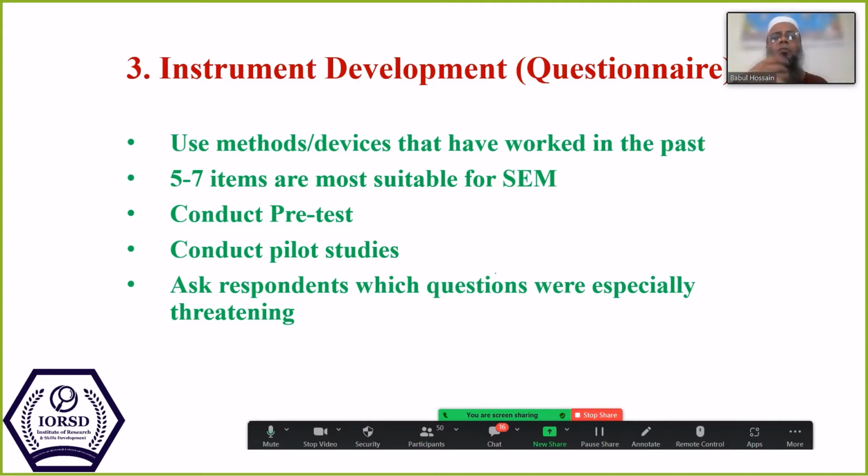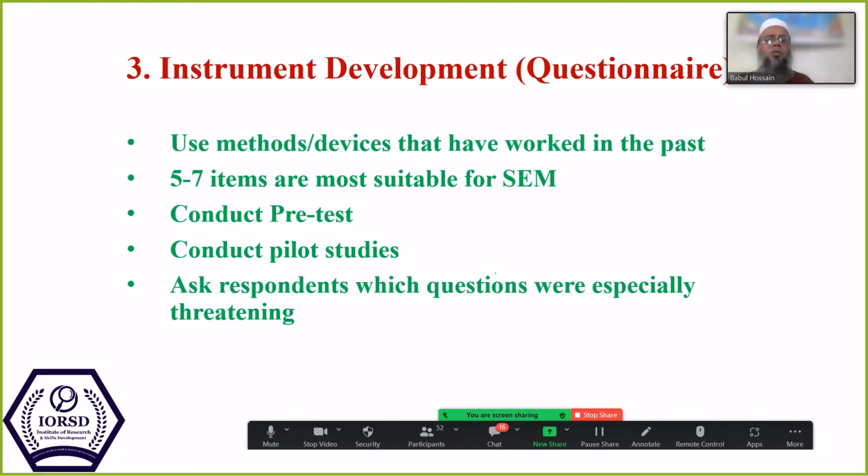5 to 7 items are most suitable for SEM. If you have more than that, AMOS has really a problem. If it is more than 7 items, it is very difficult to get the AVE and reliability, very difficult to manage it. And conduct a pre-test and conduct a pilot test. Then you determine your questionnaire.